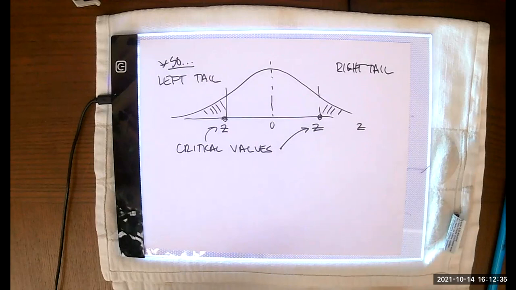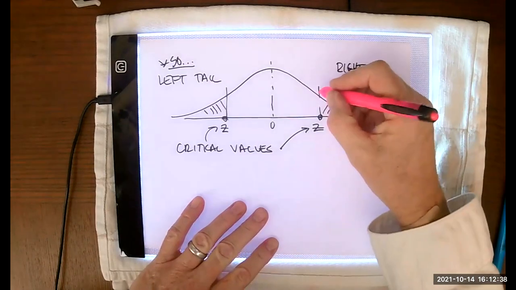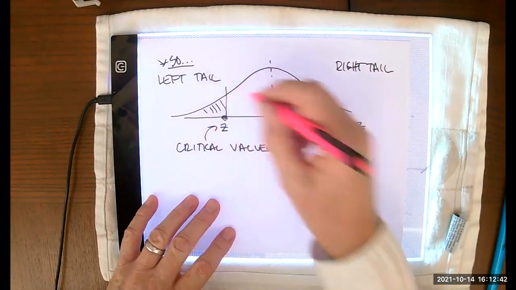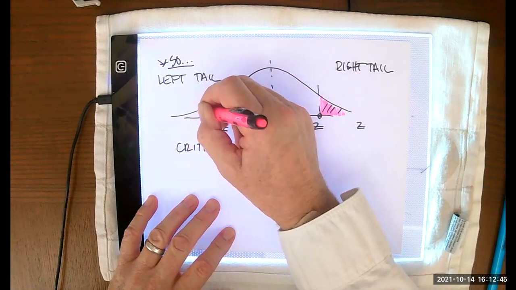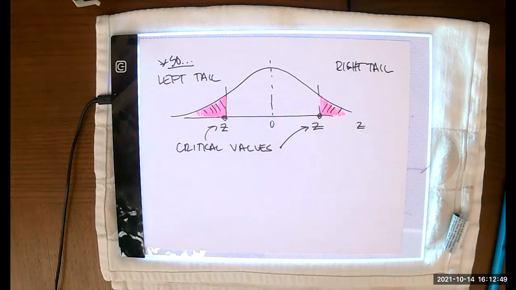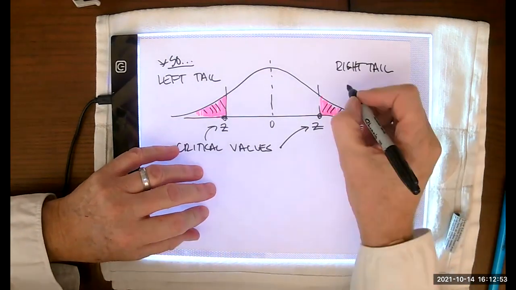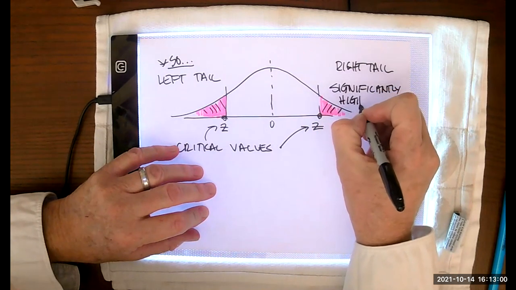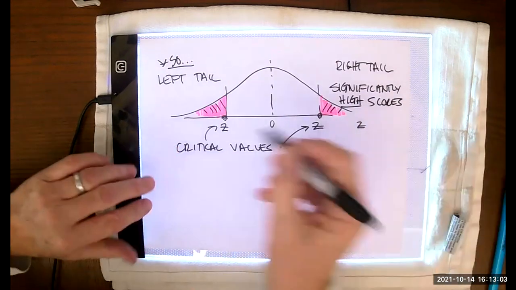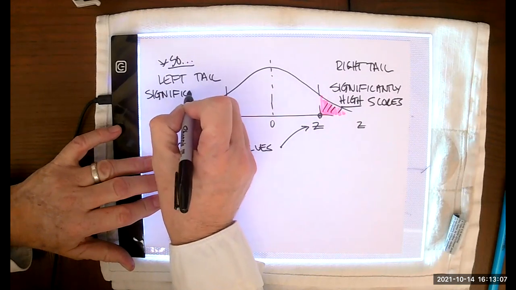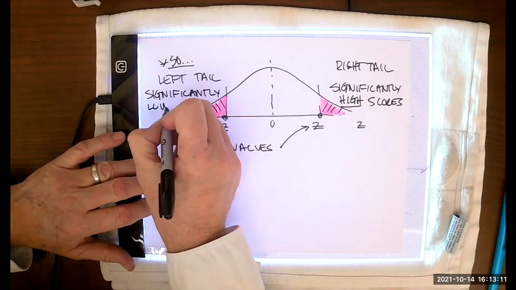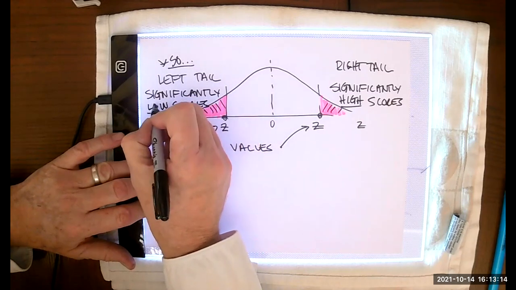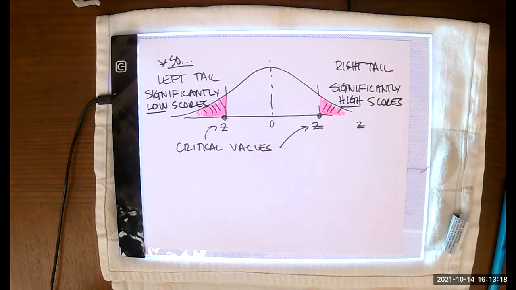So what are we looking at here? It's the z-scores that are bigger than that particular z-score, or z-scores that are smaller than that particular z-score, where we have significantly high scores. And over here we have low scores. So these critical values are defined in terms of that particular notion.